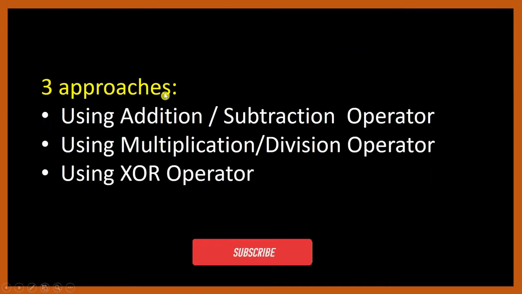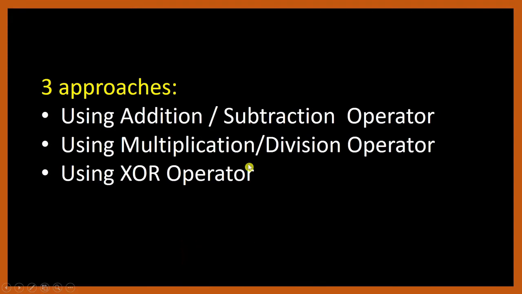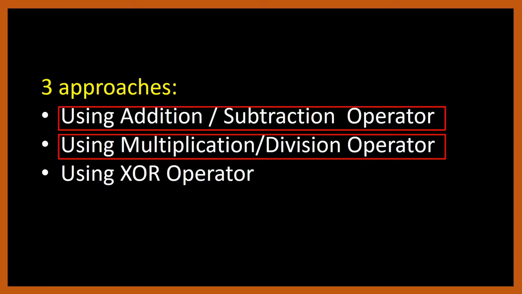We have three approaches to swap two numbers without using third variable. First one is using addition or subtraction operator. Second is using multiplication and division operator. And third is using XOR operator. In this video, we will discuss only the first two approaches, that is subtraction and addition operator and multiplication and division operator. I made a separate video for the third approach. You can find that link in the video description or the I card button above. So let's understand these two approaches.